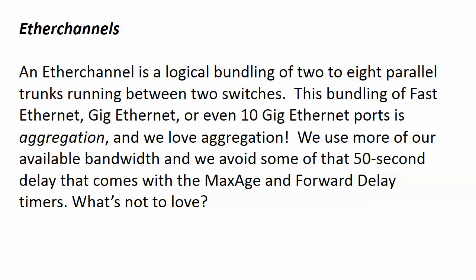It's a logical bundling of physical connections, and it's 2 to 8 parallel trunks running between two switches. We can bundle Fast Ethernet, Gig Ethernet, or even 10 Gig Ethernet. And we call this aggregation. It's a fancy way of saying that we're taking some things and making one thing out of them. We are combining them.